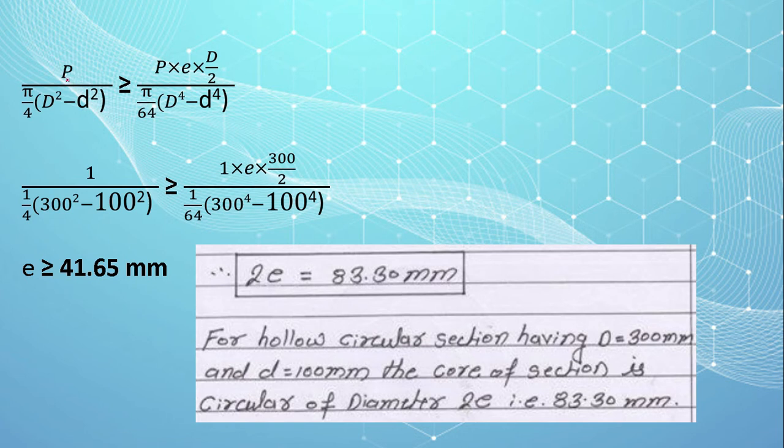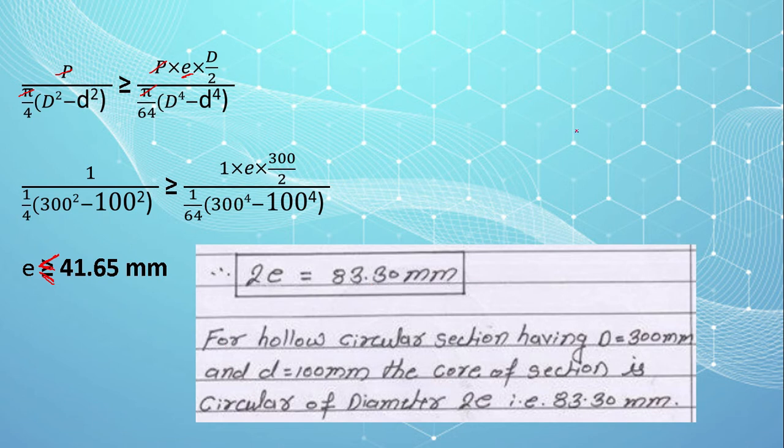After putting in these values, this P gets cancelled, and this pi gets cancelled. Then put in the values of capital D and small d. Only small e remains here. So after solving this equation, we get e should be less than or equal to 41.65, or 2e is equal to 83.33 mm.